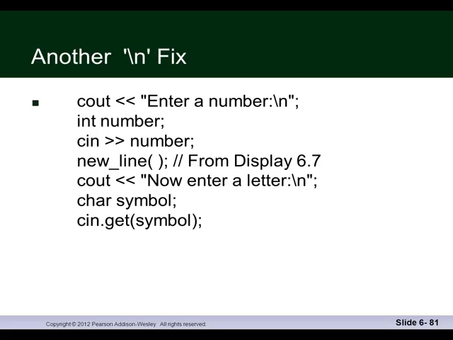So another fix is we're going to do a new line. That was the one that we created earlier. The function newLine was going through whatever is left, and we're going to find the, you remember that function? It was from display 6.7, so it would read up to the \n, and that's going to do it.